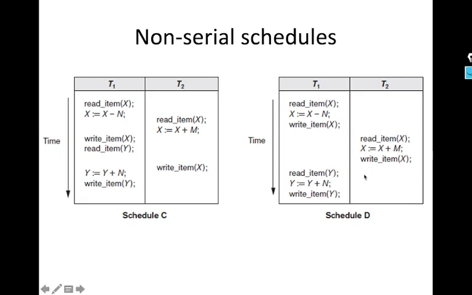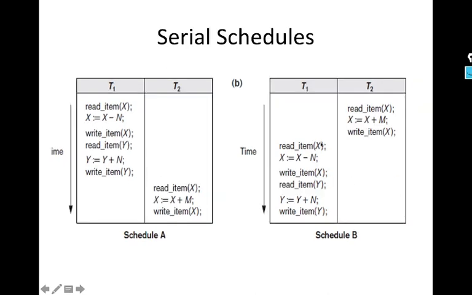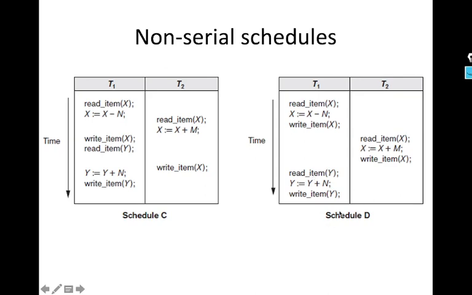We are writing it after that. So 89 will be written. After that we are reading y. y is 90. 90 plus 2, 92 will be done, and 92 will be written. So finally x is 89 and y is 93. So schedule D is correct. Schedule D is equivalent to this schedule or this schedule. So schedule D is considered to be correct, whereas schedule C is incorrect because this update is missed here.